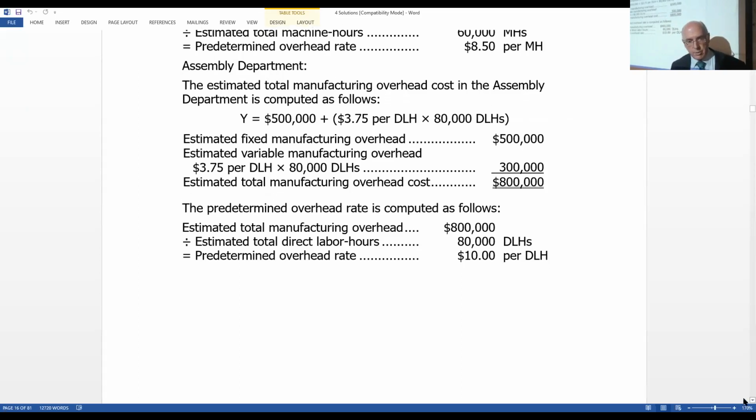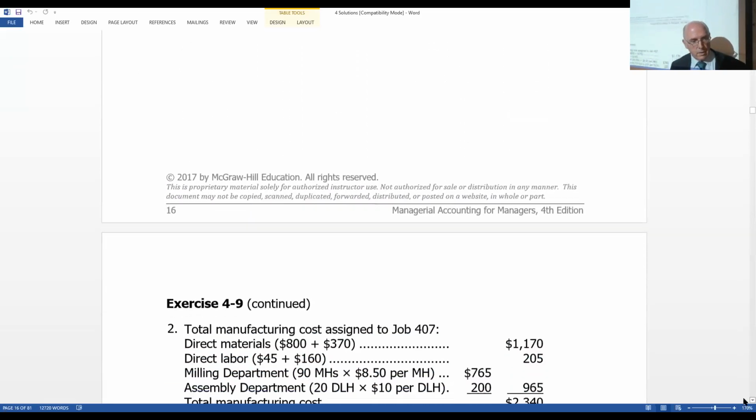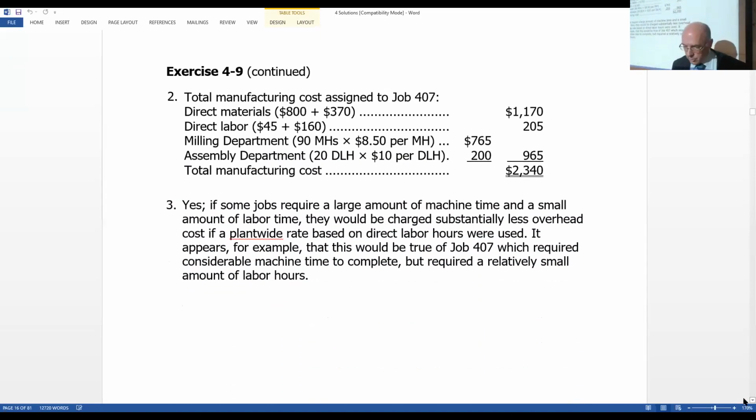Now that we have those numbers, for part 2, assume that the overhead rates you computed in requirement 1 are in effect. The job cost sheet for job 407, which was started and completed during the year, shows the following. What if it was started but not completed? How would that complicate things? Here it's started and completed. But what if it were started but not completed? There'd be a work in process inventory, and we'd have to figure that out, right? But they don't have that. They're started and completed.